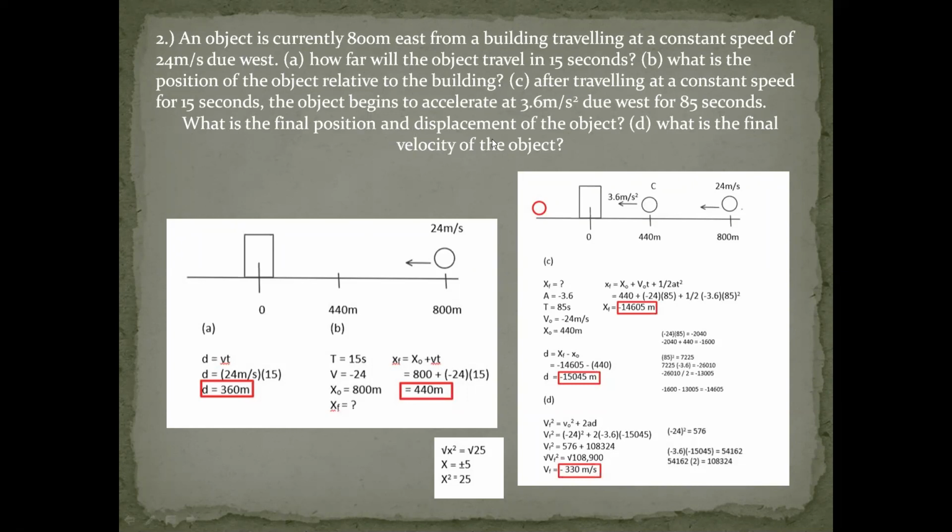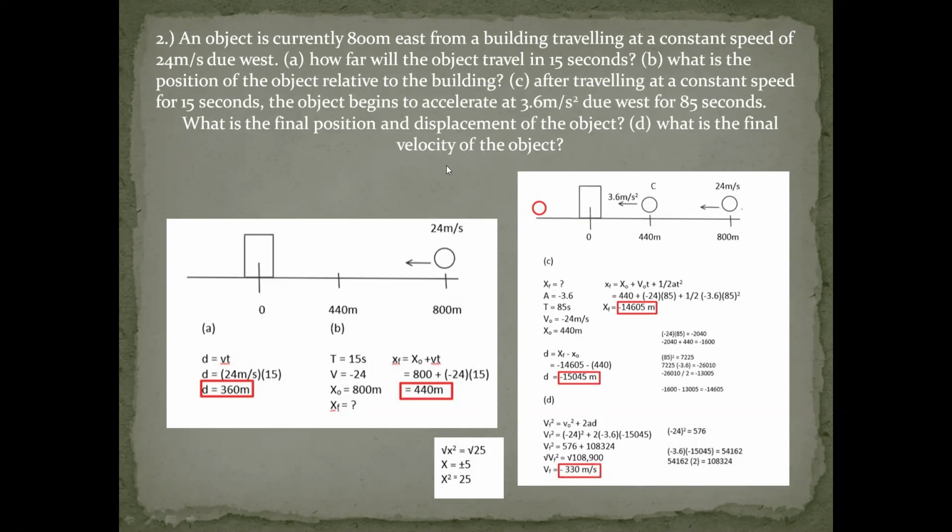So, dito naman tayo. What is the displacement of the object? Okay? So, dito naman, you're gonna use this formula. D is equals to x final minus x initial. So, x final natin is negative 14,605 minus 440. You're gonna get negative 15,045 meters. So, ayan na yung displacement ng object natin.